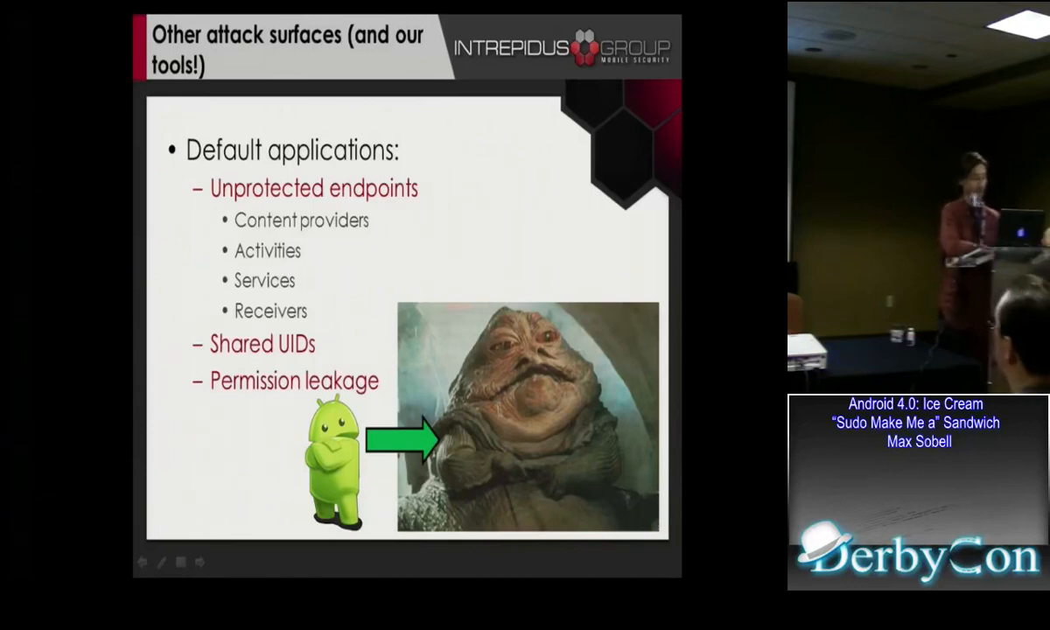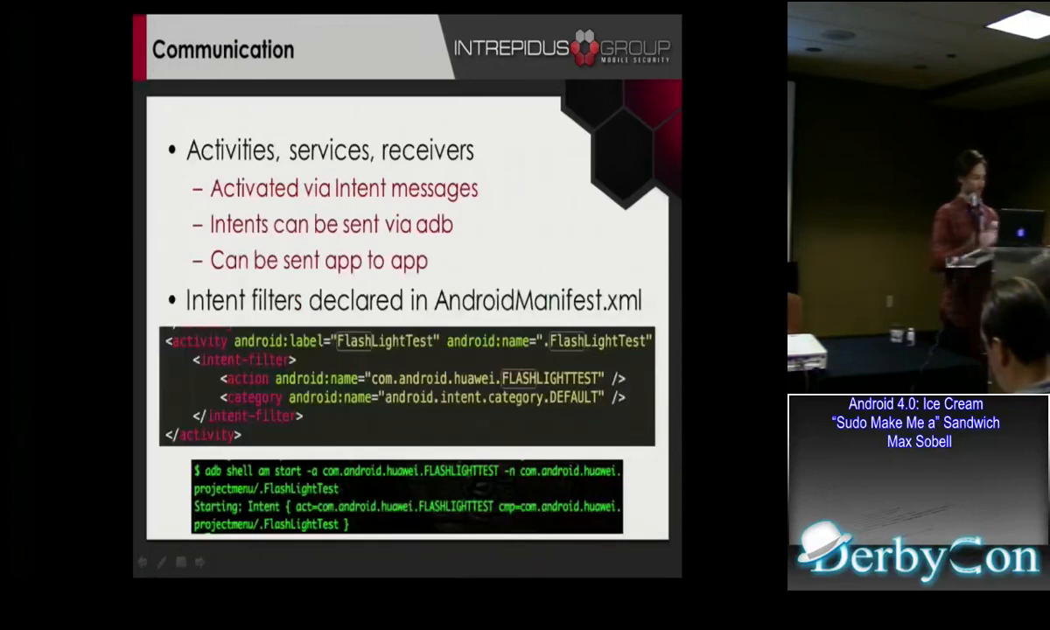They can also share UIDs, and then we'll cover permission leakage and why that's such an issue with all these apps on the device. So activities, services, and receivers are the main communication methods. They can be activated via Android intent messages. Intents can be sent via ADB from an app. They're intended to be app to app, but they can be sent via the activity manager just for debugging. Intent filters are declared in AndroidManifest.xml.